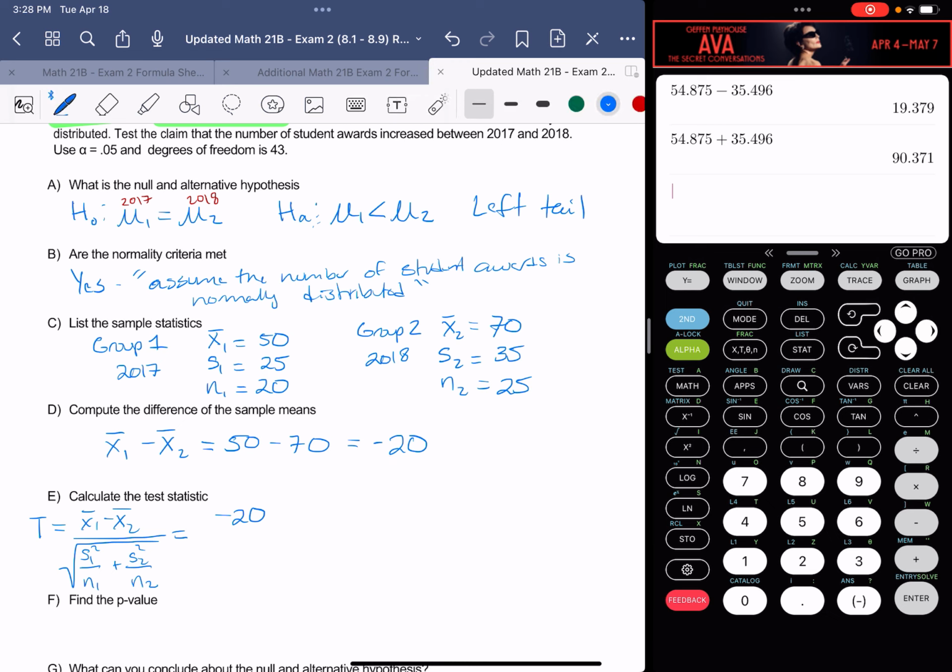Over the square root of the denominator, we can substitute in our values. We have these values, S1, N1, S2, N2. We had already listed that over here, right? So it's just a matter of substituting it in. S1 we said was 25. So 25 squared over N1, which we said was 20, plus S2 squared, so that's 35 squared, over N2, which is 25.